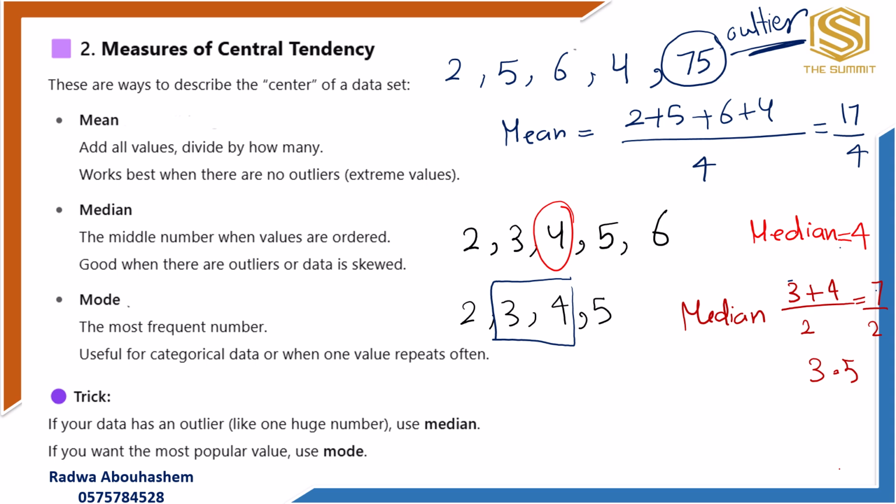Okay, what about the mode? The mode is the most frequent number, the most repeated number. And it's very useful for categorical data when one value is repeated. Now, the median is also very important when there are outliers or the data is skewed, which means that your data is shifted in one direction. Maybe it's increasing in this direction or decreasing in some direction. So the mean works best when there are no outliers. The median works best when there are outliers or data is skewed, and the mode is useful for categorical data when one value is repeated.